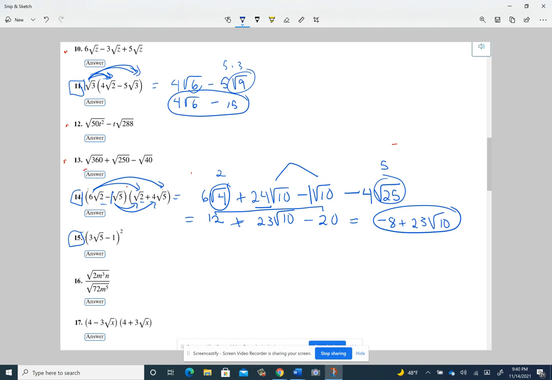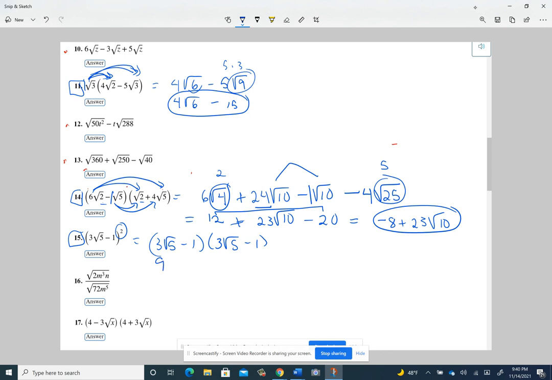All right, let's take a look at 15 because this one gets people. You're not going to square just the first term and the second term. Be sure that you think about writing that out twice because that's what the 2 means. And then you FOIL it out.